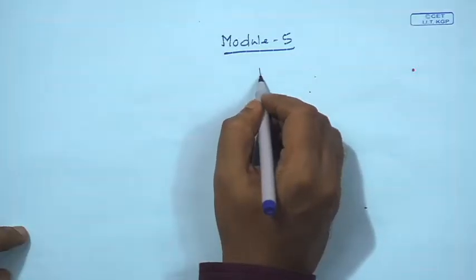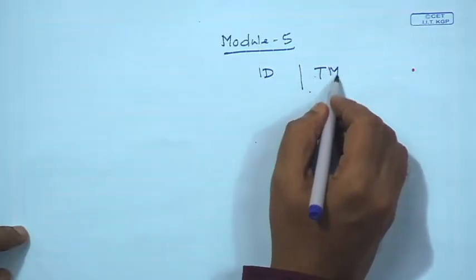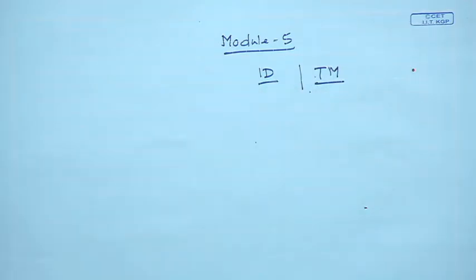So now in module 5 we will discuss another 2 forms of IP, that is industrial design and trademark. Okay, so let's now start with reference to industrial design.